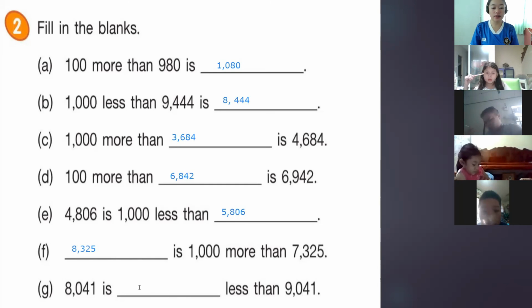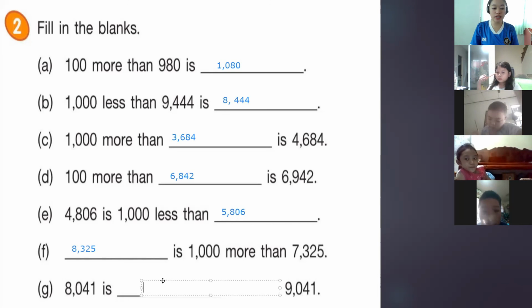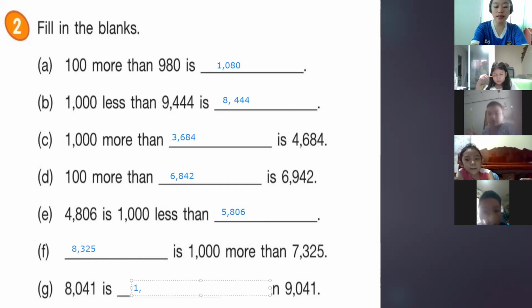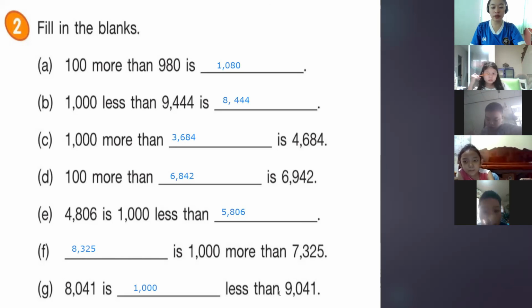9,041. Okay, so the answer here for letter G is 1,000. 8,041 is 1,000 less than 9,041. Okay, so this is the answer for exercise number 2.